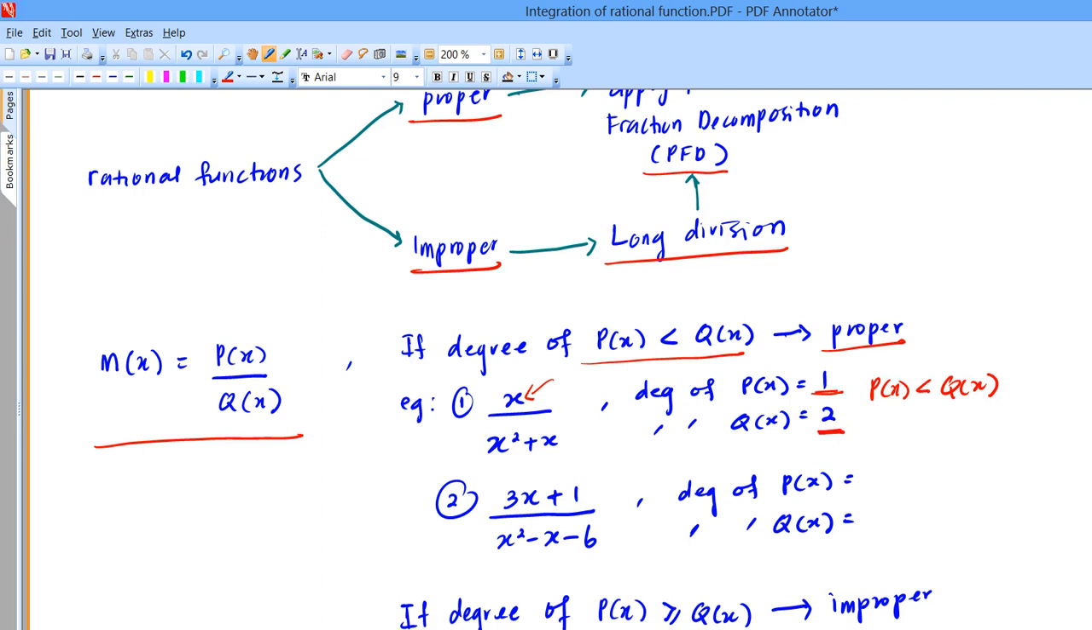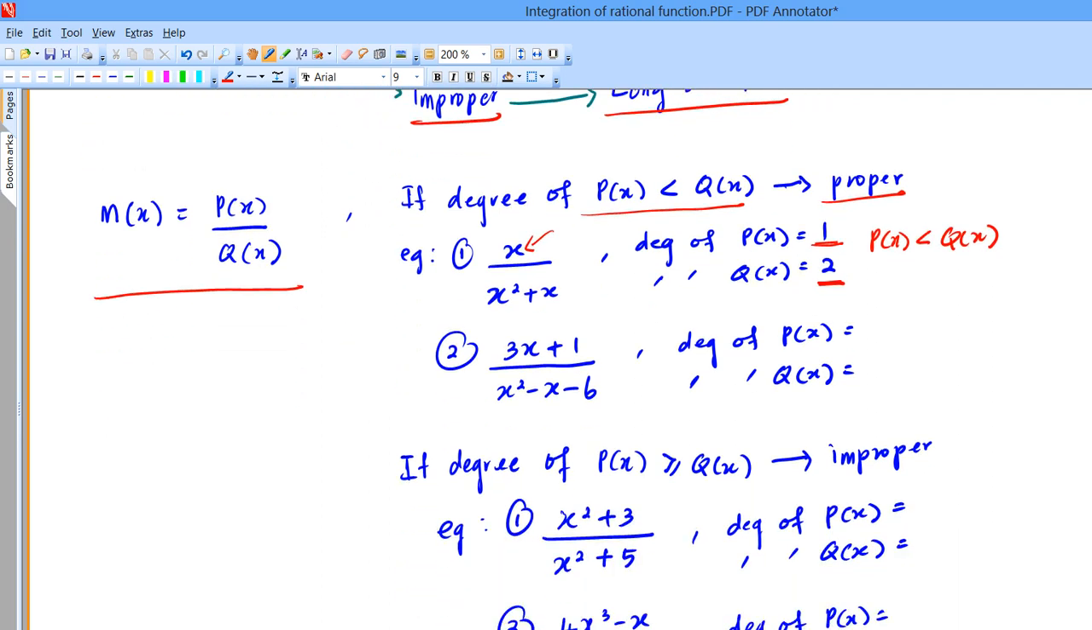Example number 2: 3x plus 1 over x squared minus x minus 6. The degree at the numerator is 1, since in 3x plus 1 the highest power of x is equal to 1. In the denominator we have x squared minus x minus 6, so the degree of Q(x) is equal to 2. Since P(x) is less than Q(x), we call this a proper rational function.